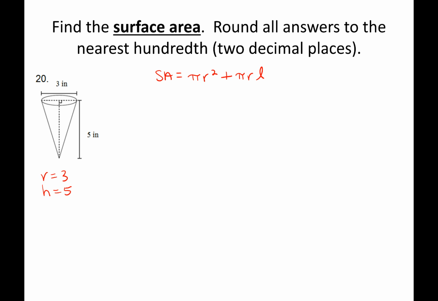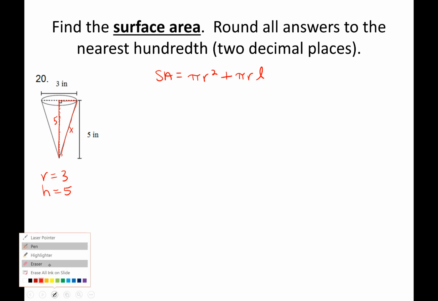So in order to find that slant height, I'm going to need to use this triangle that they gave us right here. Hopefully you can see that. They kind of have it outlined for us. The 5 inches is how tall that is, the height. So what I need to find is this side over here, the X. Actually, I'm going to call it the L for the slant height. And so if I look at that, I have a nice little triangle.